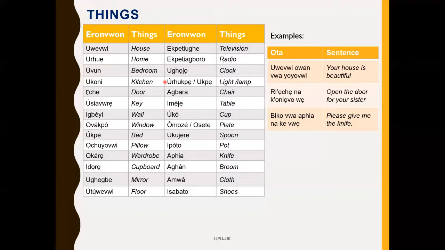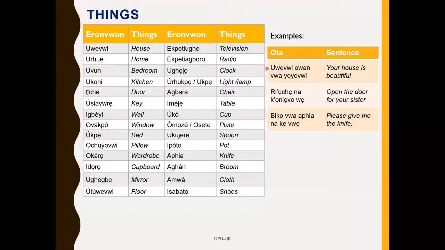Urupe or upe, a light or lamp. Agbara, chair. Imeje, table. Uko, cup. Omoze or osete, plate. Ukujere, spoon. Ipoto, pot. Afia, knife. Aga, broom. Angma, cloth. Isabato, shoes. Okay, so here are some examples where we put them into use.